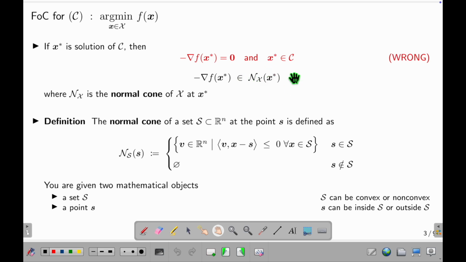The correct one is gradient is in something. Looks like this. Oh my gosh, what is this? This is called normal cone. Normal cone, what does it mean? Normal means 90 degree to something. Cone is cone. Then we talk about what the heck is this. This is the expression. What the heck is this? Let's look at it one by one.